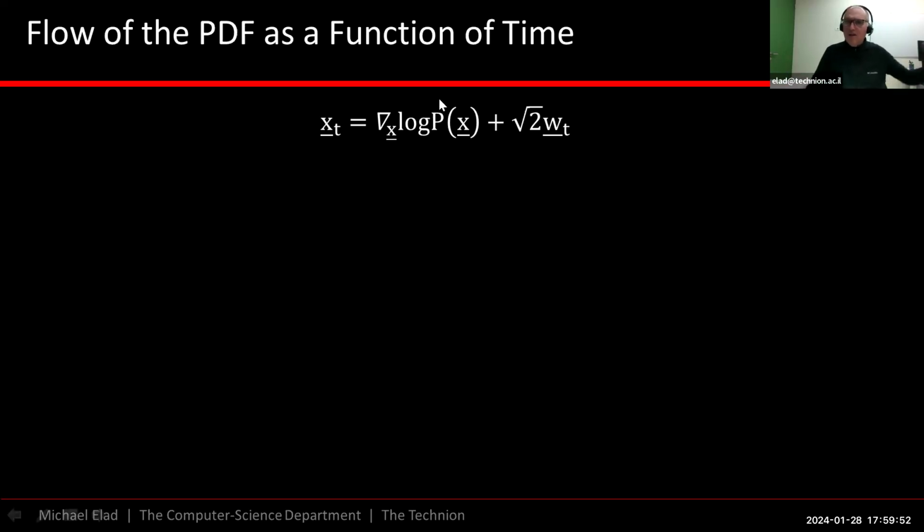At infinity, they are basically distributed along P of X. We know that. This is what Langevin promised us, and it is proven. Now, the question is, at time point 10, I'm getting many samples that I created up to time point 10. What is the distribution? Time equals 20. What is the distribution? What is the flow of the distribution over time? This is the question people ask.